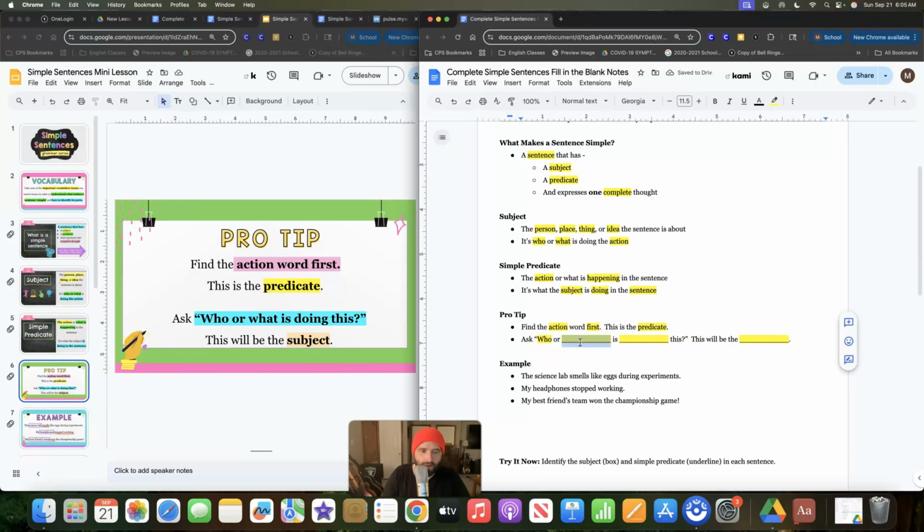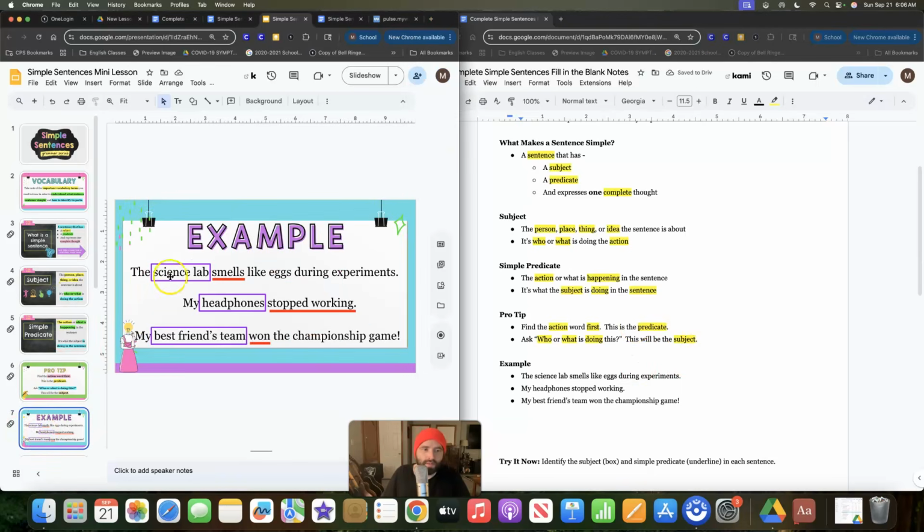No one is going to stop you if that's what works for you. The thing about finding the action word first is there's usually just one main verb or one verb in a sentence sometimes. Like, for example, we come to this next one here. The science lab smells like eggs during experiments. Okay, so in this sentence, experiments is a noun, eggs is a noun, lab, science are nouns. Science lab is the main noun, but science lab here is a noun. Smells is your only verb. Please put a box around science lab and underline smells.